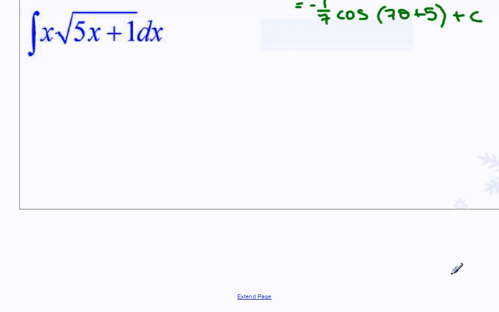Okay, so we're looking at the problem of the integral of x times the square root of 5x plus 1, and we have to find the antiderivative. Previously we discussed how your strategy on these is you want to identify what your u and your du portions are in the problem, and then replace everything in terms of u's and du's, and then integrate. Again, your strategy is you want to look for the inside function, because the inside function is what you want to use for your u.